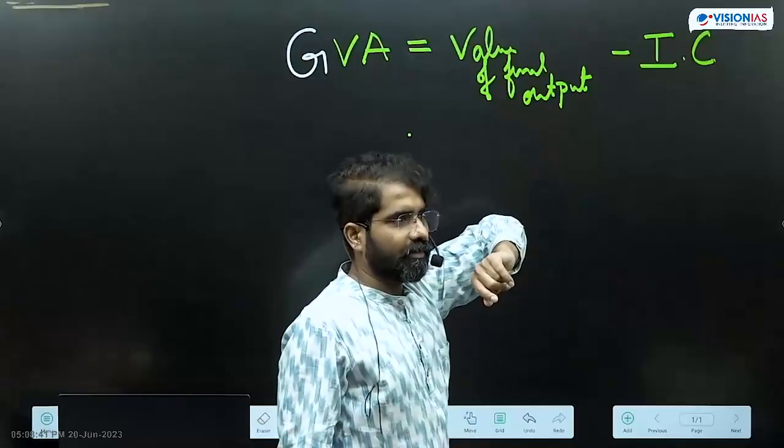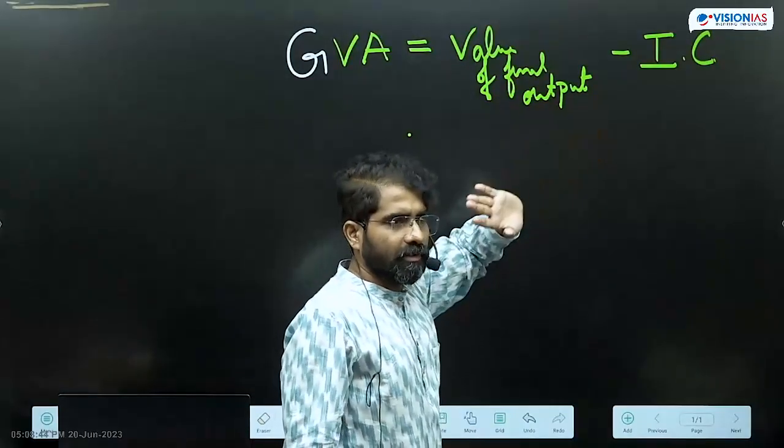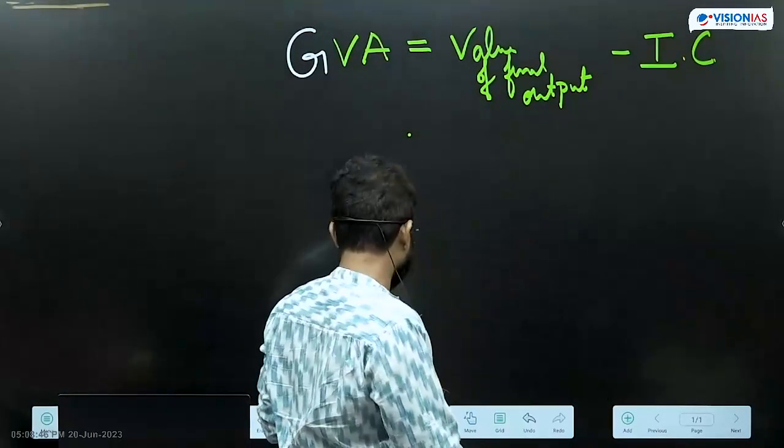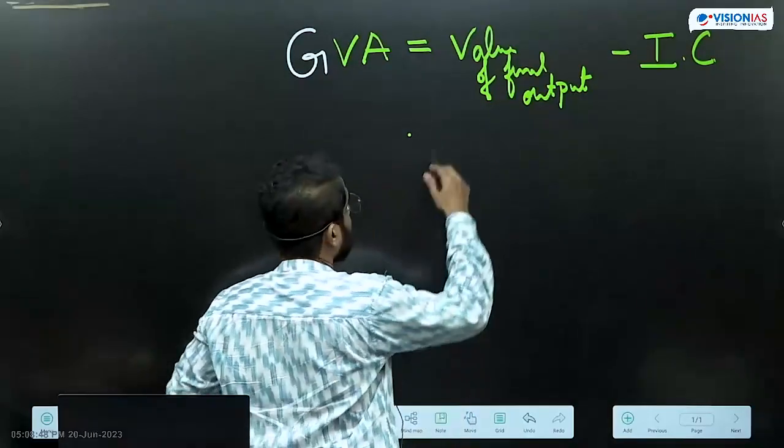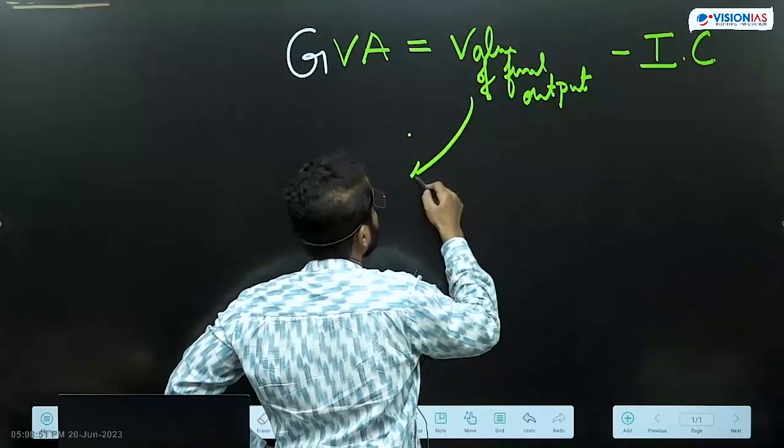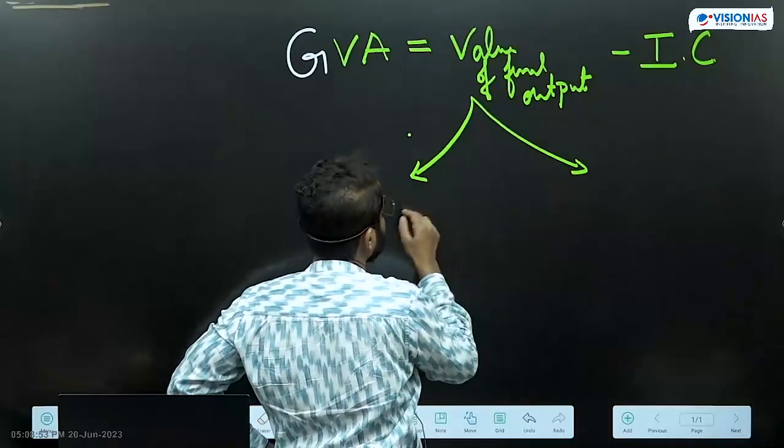Value of final output minus intermediate consumption. This is what you have written, isn't it? Okay. And this value of output can be divided as sales.